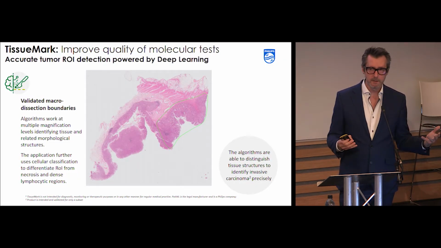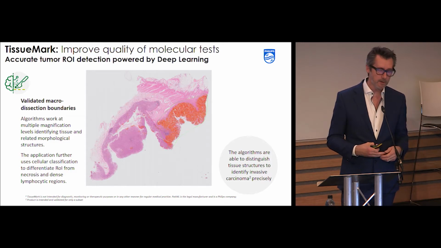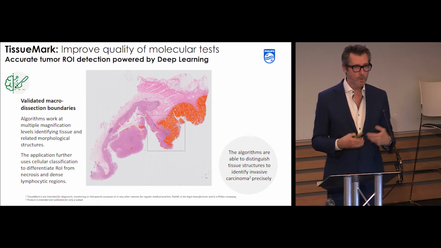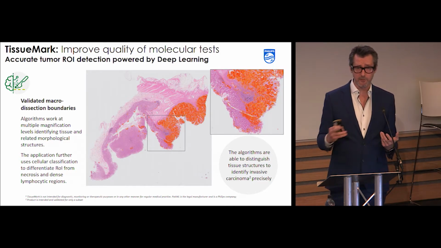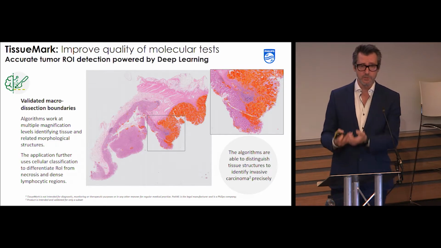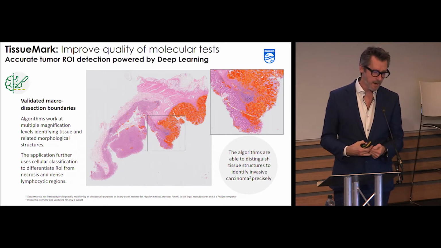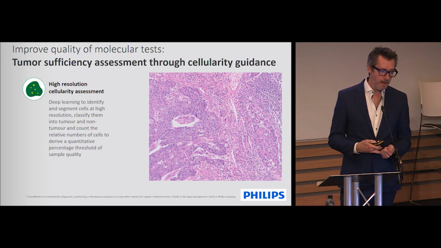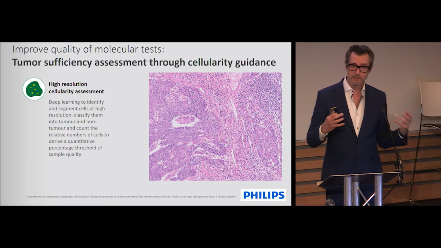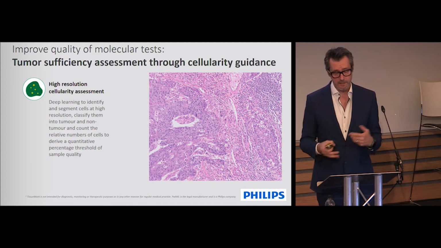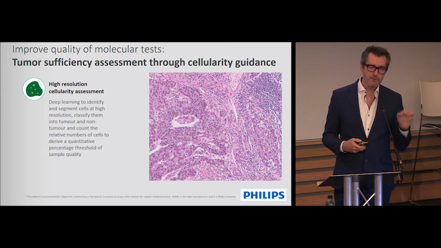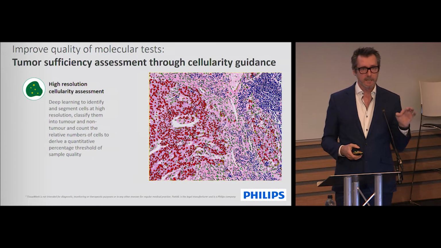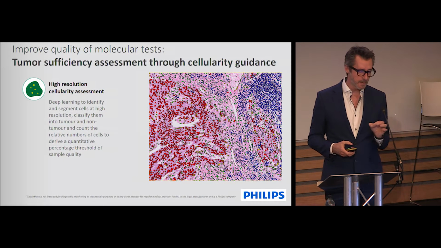So we've developed a deep learning technology that allows us to automatically identify tumor within H&E tissue samples. It allows us to create an automated macrodissection boundary that can then be used to inform the lab tech in macrodissecting that tissue. And in addition to identifying tumor tissue and defining an automatic macrodissection boundary, we can also very specifically identify tumor and non-tumor cells within the H&E tissue sample.